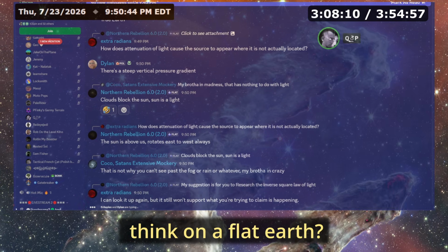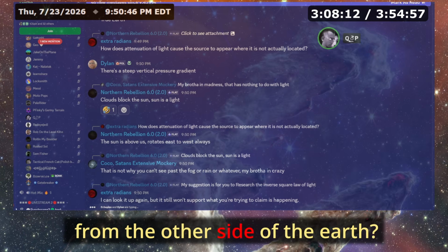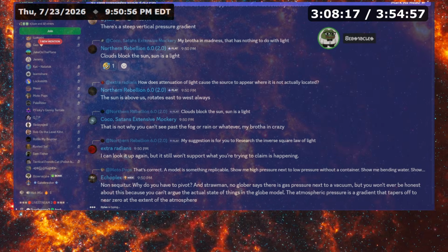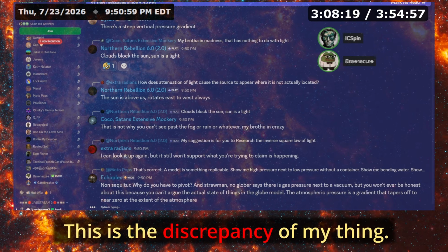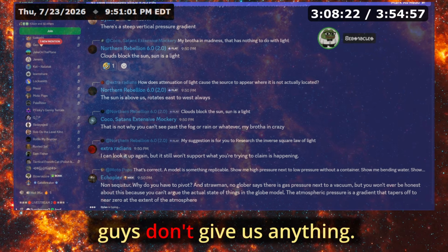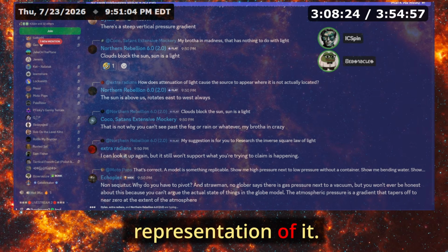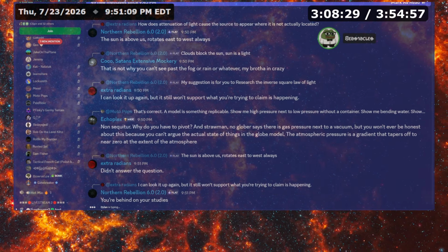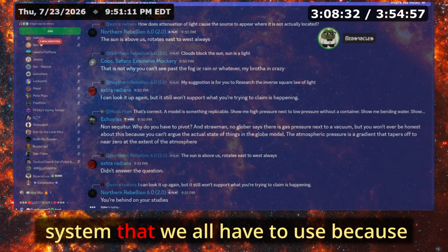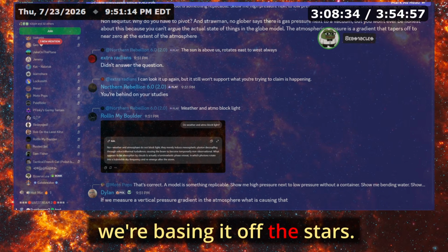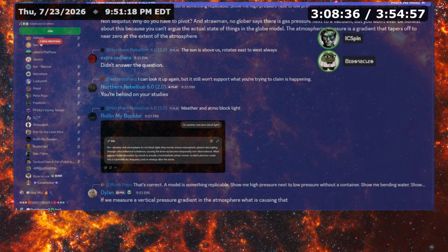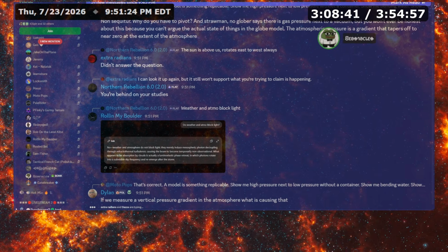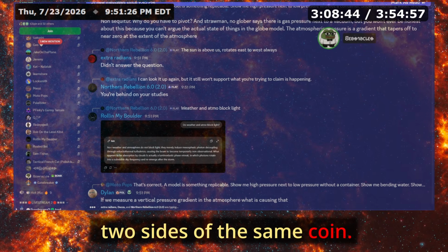So what do you guys think, on a flat Earth, you should see the dark side of the moon from the other side of the Earth? Dude, the thing is, in my steelman of what a flat Earth is, the AE map is just the globe projection. It's the same spherical coordinate system that we all have to use because we're basing it off the stars. Yeah, of course they both work, because they're based off the same thing. They're two sides of the same coin.